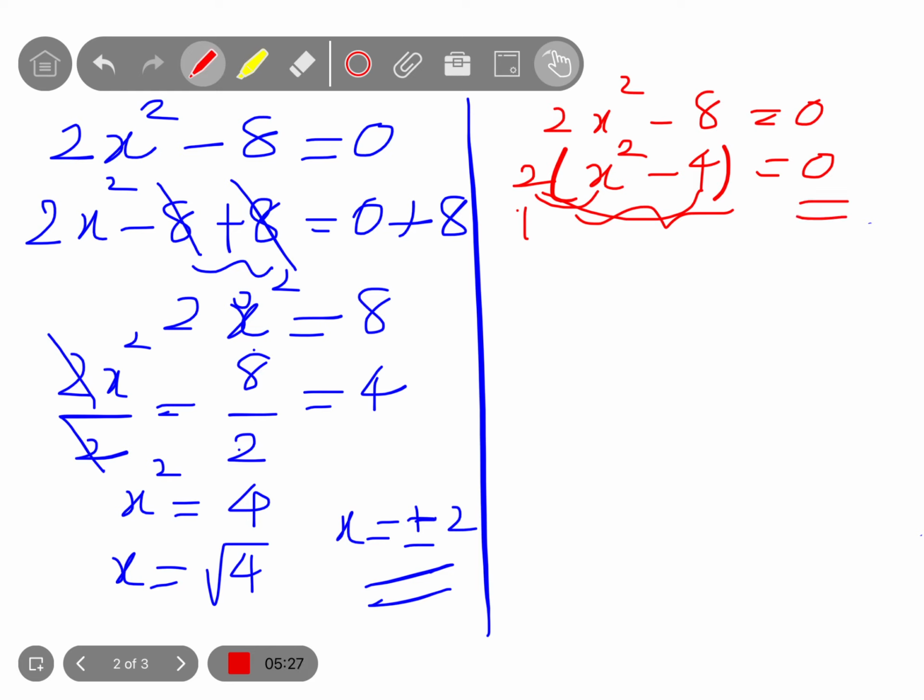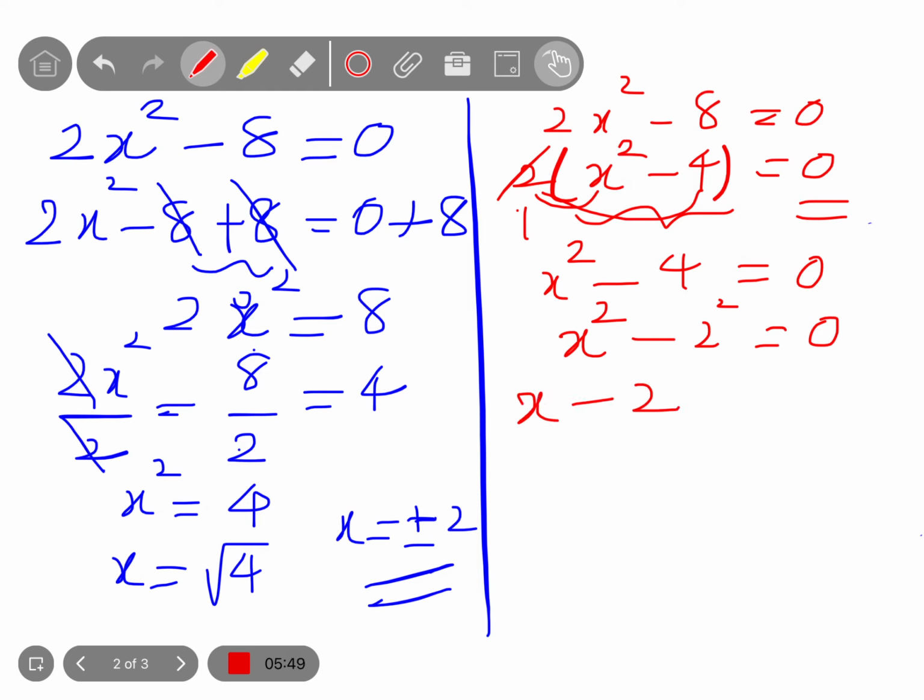2 times 0 is what? 0. So then we can take this off anyway. So that means x square minus 4 is 0. Now for this, you can write 4 as 2 square. So remember I wrote down factors earlier on as well. X square minus y square is x minus y, x plus y, equals 0.